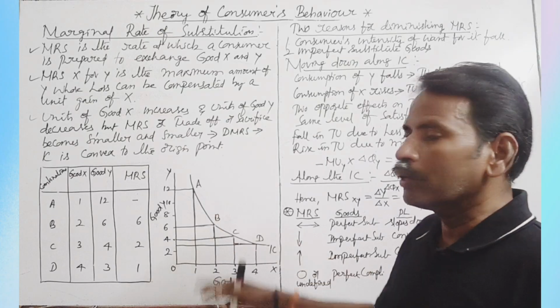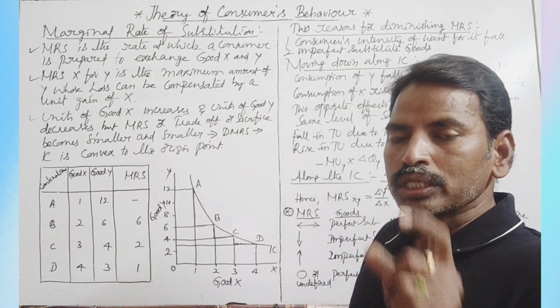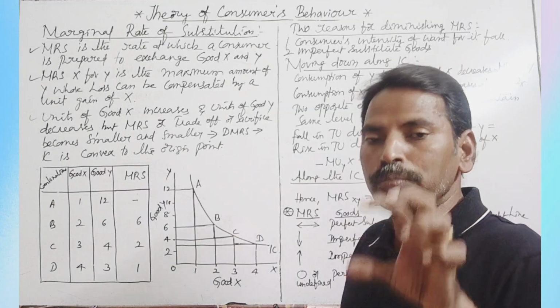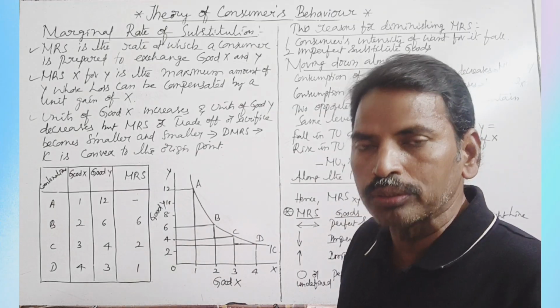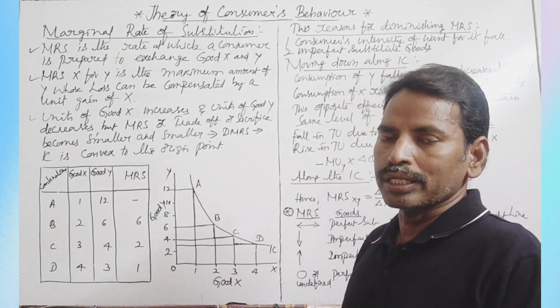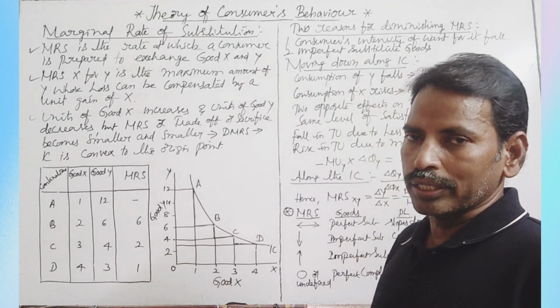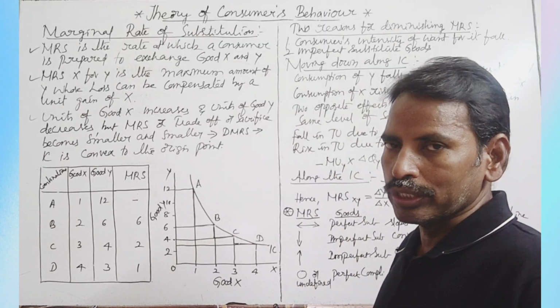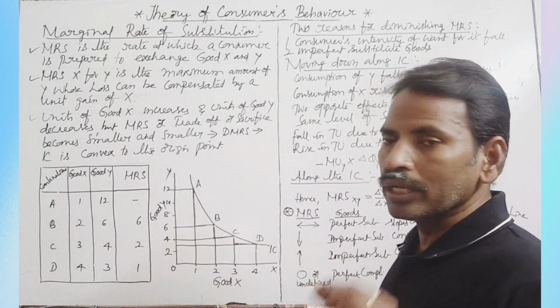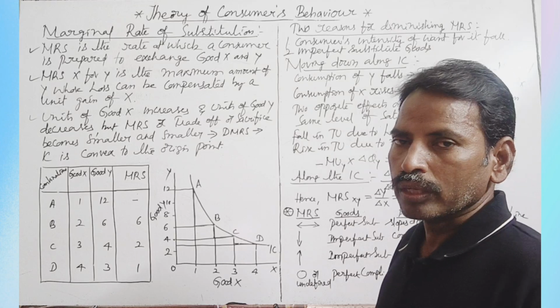So the slope of the indifference curve is MRS. MRS is equal to delta Y by delta X, change in Y by change in X. That is called marginal rate of substitution.